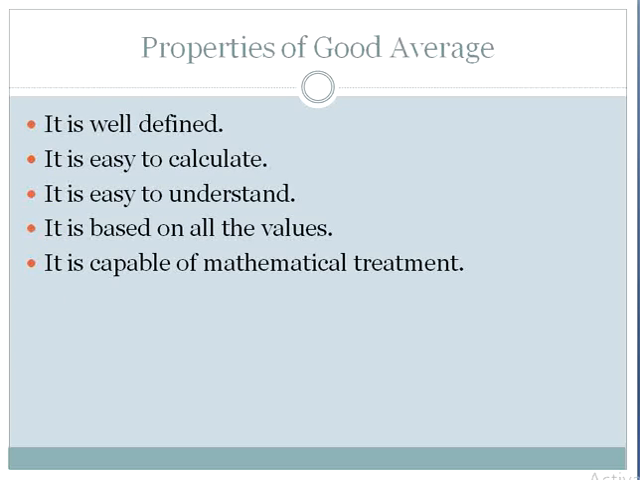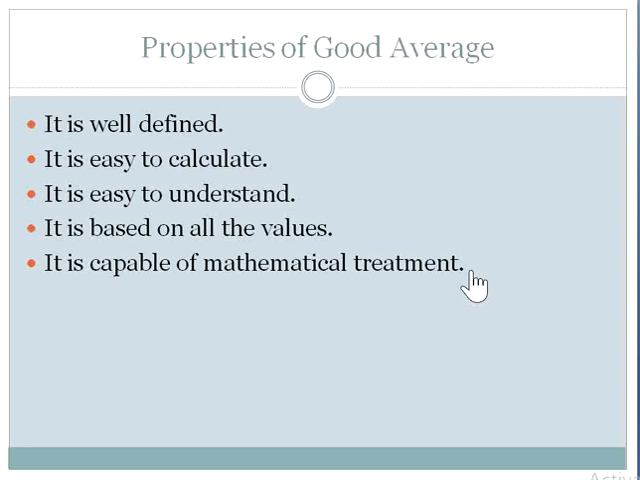Now, what are the properties of a good average? See, students, I can use any of the names: properties of location, measure of location, central tendency, or average. I'll say, what are the properties of a good average? It is well defined, obviously. It is easy to calculate. It is easy to understand. It is based on all the values and it is capable of mathematical treatment.